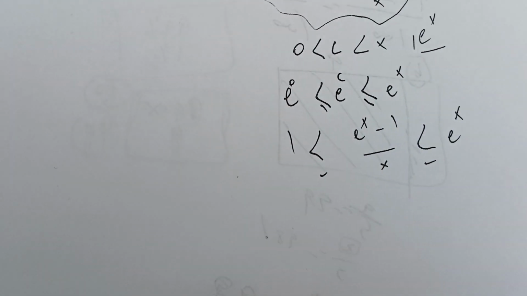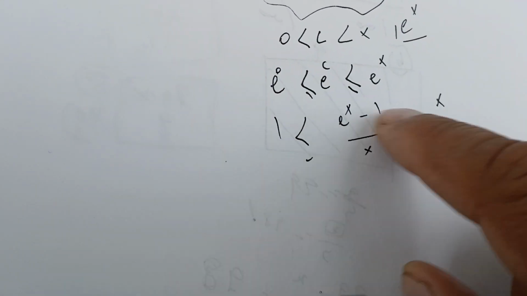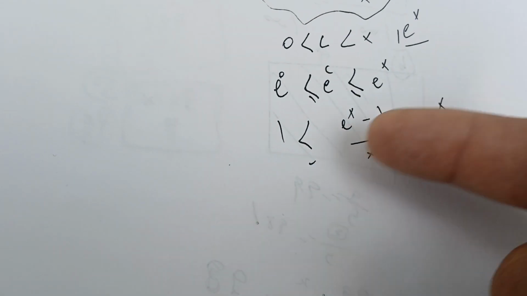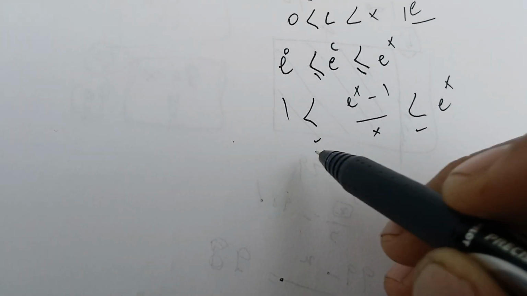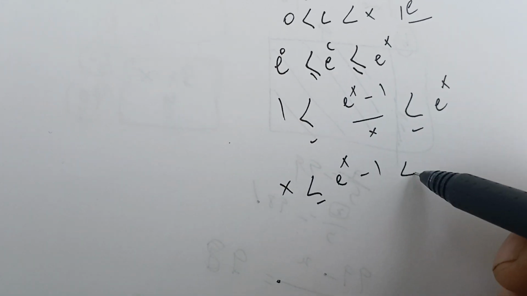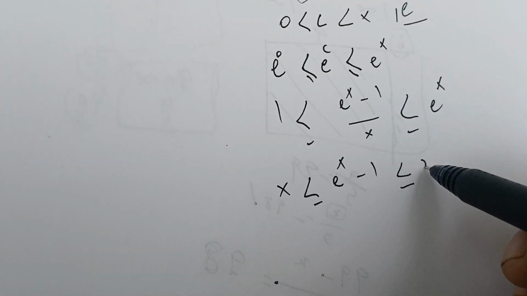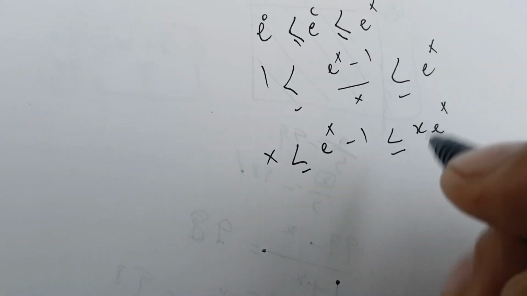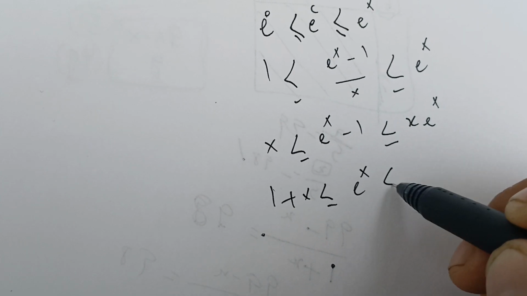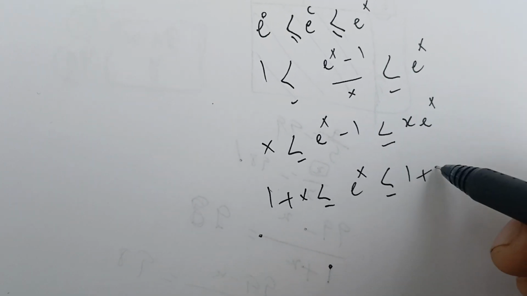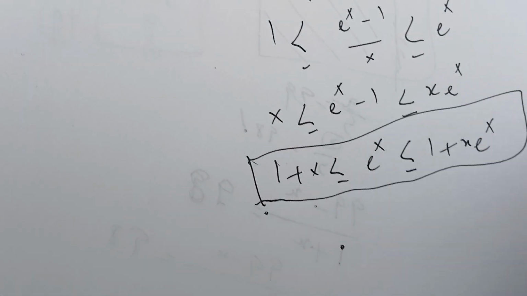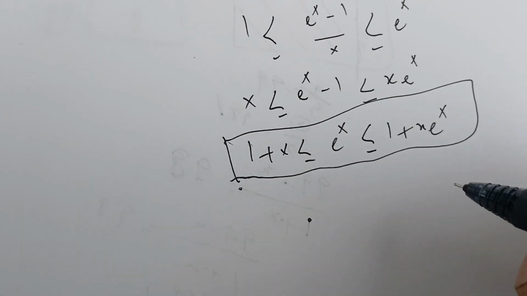Now, since x is positive, we can multiply both sides by x without affecting the inequality symbols. So we have x less or equal than e to the power x minus 1 less than or equal to x e to the x. We add 1 to both sides, we get 1 plus x is less than e to the x less than 1 plus x e to the power x. So this is our result using the mean value theorem.